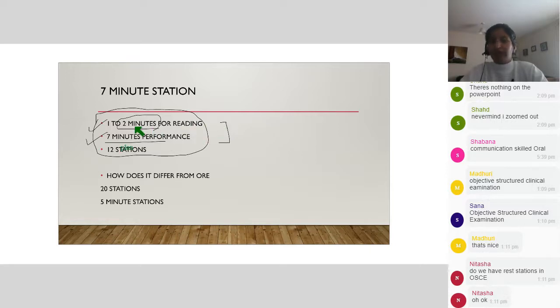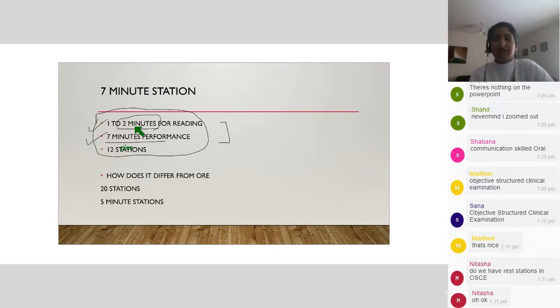So you spend around 1 to 2 minutes reading the question. In the question, they will tell you exactly what they want you to do. They want you to talk to the patient. They want you to tell management, whatever they want you to do, they will tell you. And in those 7 minutes, you have to perform whatever they have asked.